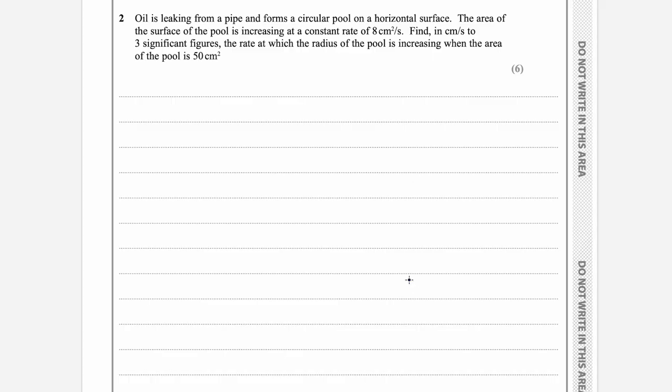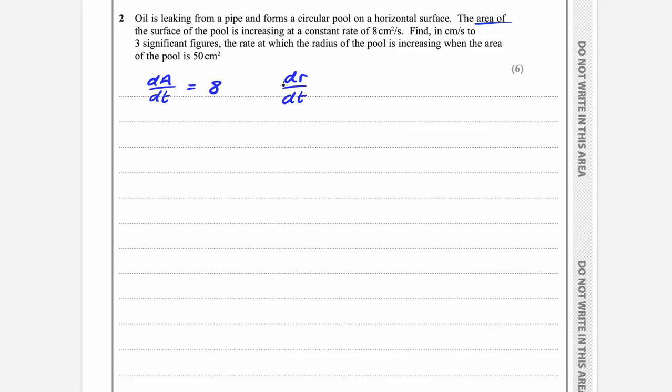Question 2. Oil is leaking from a pipe and forms a circular pool on a horizontal surface. The area of the surface of the pool is increasing at a constant rate of 8. So I like to write down what that is, guys. That 8 is dA/dt, because it's the area of the surface. So dA/dt is equal to 8, and that's constant. Find, in centimeters per second to 3 significant figures, the rate at which the radius of the pool is increasing when the area is this. So we're trying to find dr/dt.